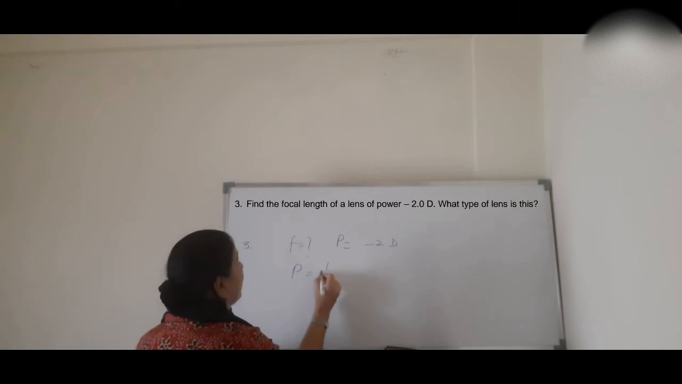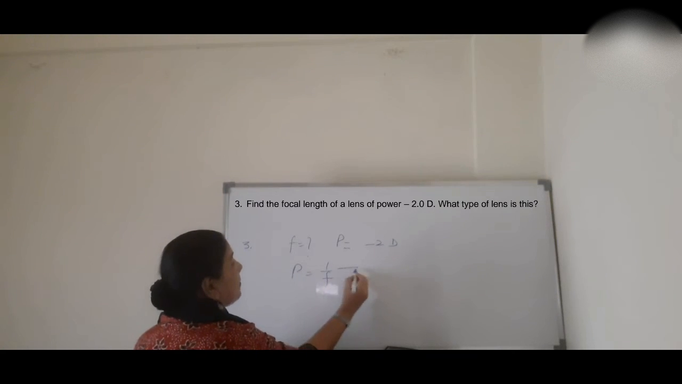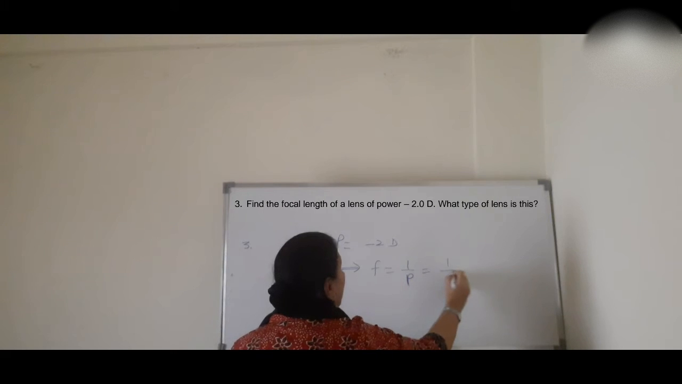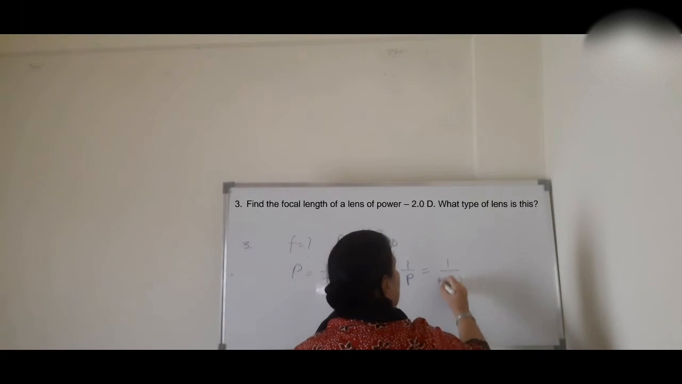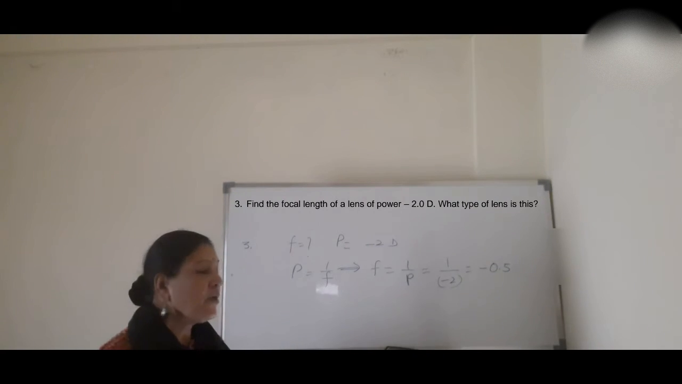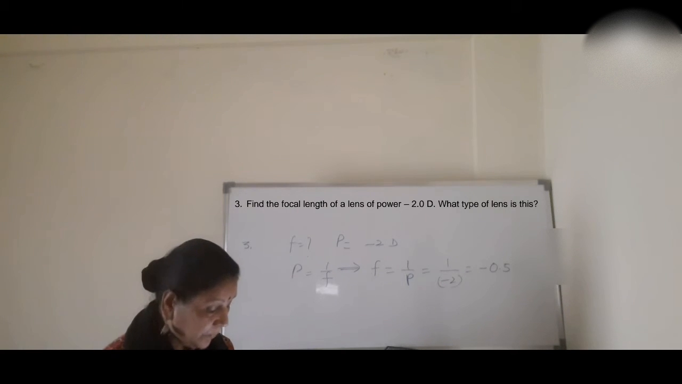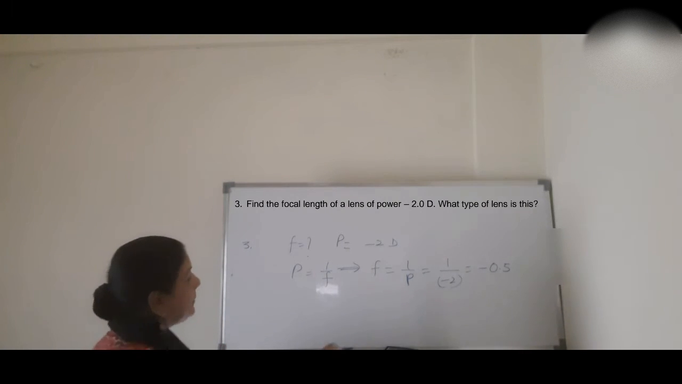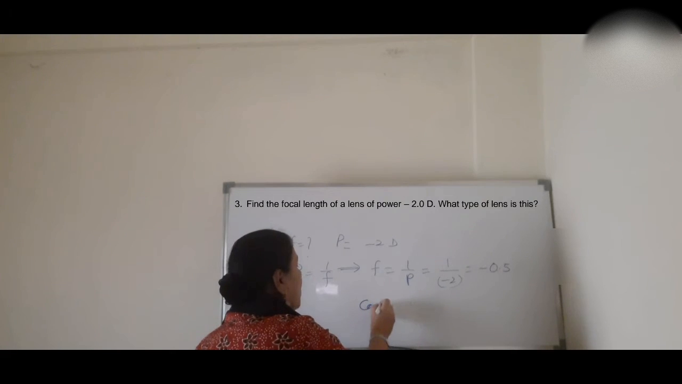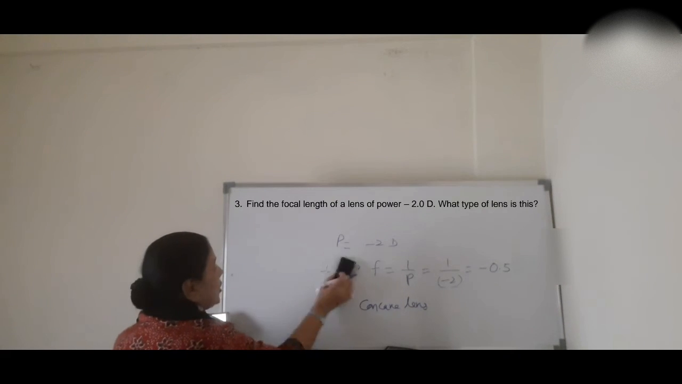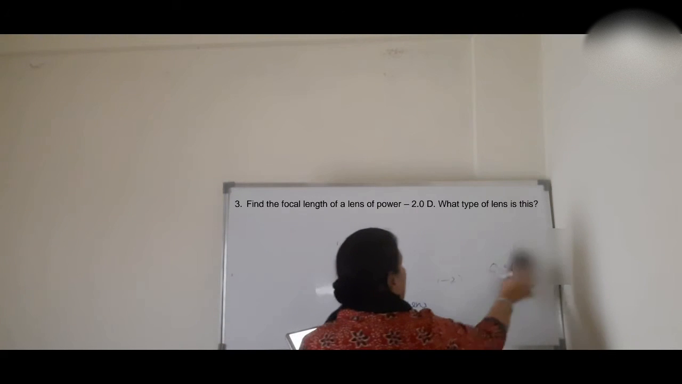So power is equal to 1 upon F. That implies F is equal to 1 upon P. So 1 upon P, given as minus 2, is minus 0.5. Minus shows that it's a concave lens. What type of lens is this? It's a concave lens.